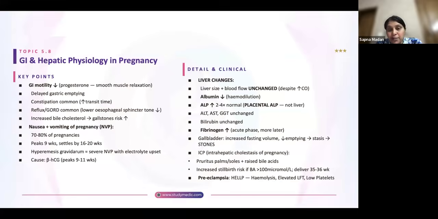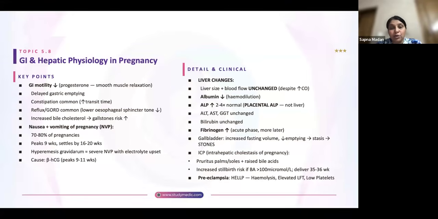Nausea and vomiting of pregnancy, we had discussed a little bit yesterday. This happens in 70 to 80% of pregnancies. It peaks at 9 weeks and settles by around 16 to 20 weeks. Hyperemesis gravidarum is when there is severe nausea and vomiting of pregnancy with electrolyte upset.